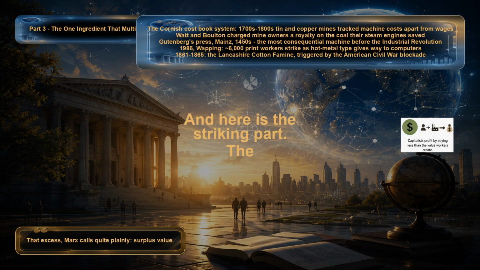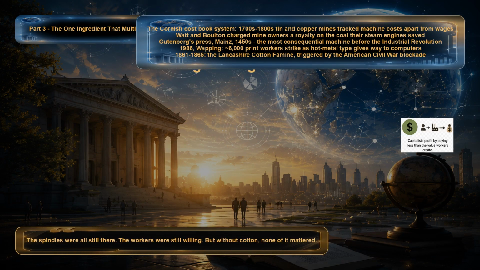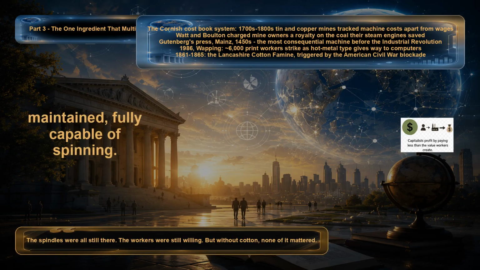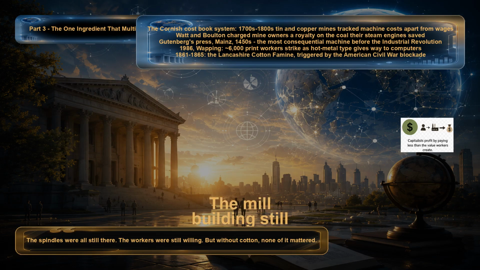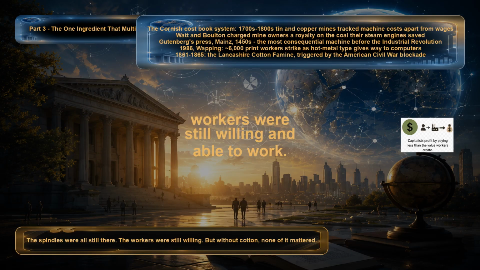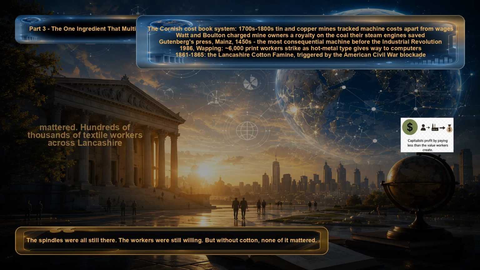And here is the striking part. The spindles were all still there, gleaming, well-maintained, fully capable of spinning. The mill building still stood. The workers were still willing and able to work. But without cotton to feed into those machines, none of it mattered.